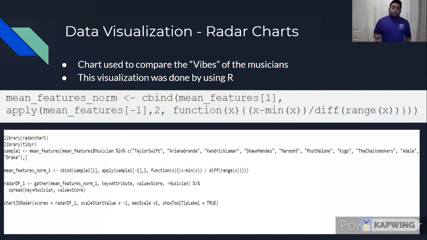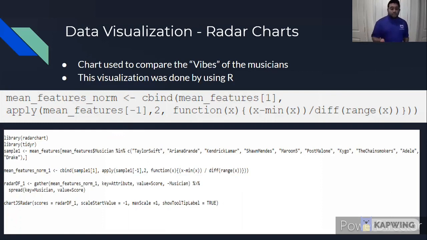So this analyst performed two visual charts. The first one's a radar chart. We didn't go over that this semester, but I think it's actually a pretty awesome chart. So I'm starting off with radar charts. This chart's used to compare the vibes of the musicians with the features/variables that were discussed in previous slides. And this was done by using R as well.